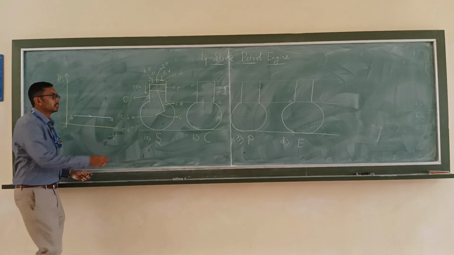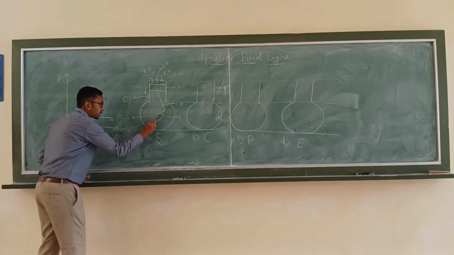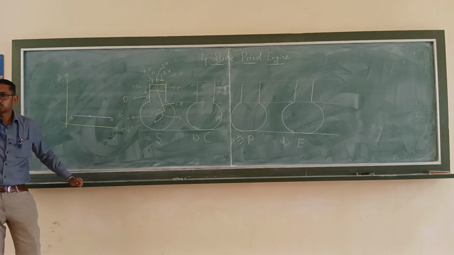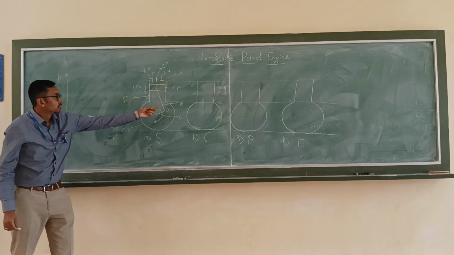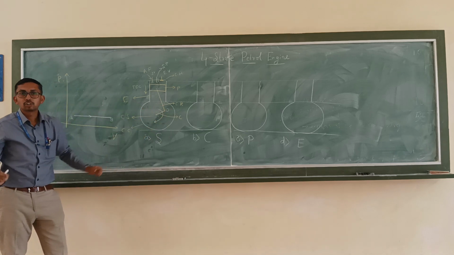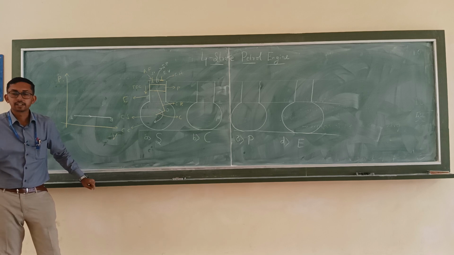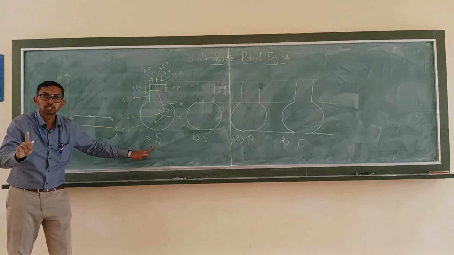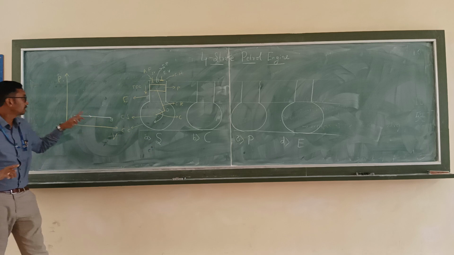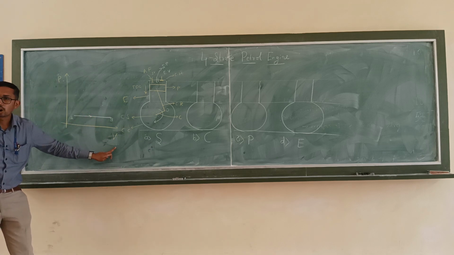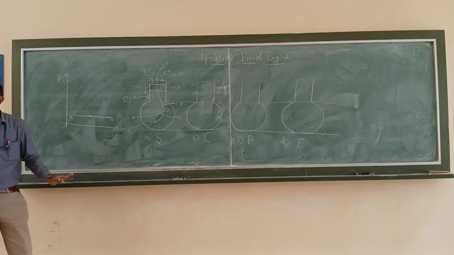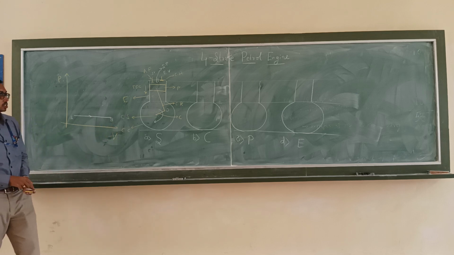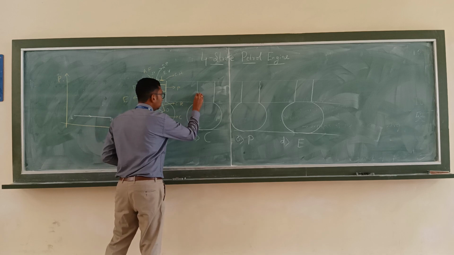During this stroke, the crank will be rotated by 180 degrees. Suppose this is 0 degrees, the starting of the suction stroke. At the end, it will have completed 180 degrees. So that completes the suction stroke. The same can be represented in the pressure and volume diagram, A to B. Is it clear? Okay. So now the piston is at where?